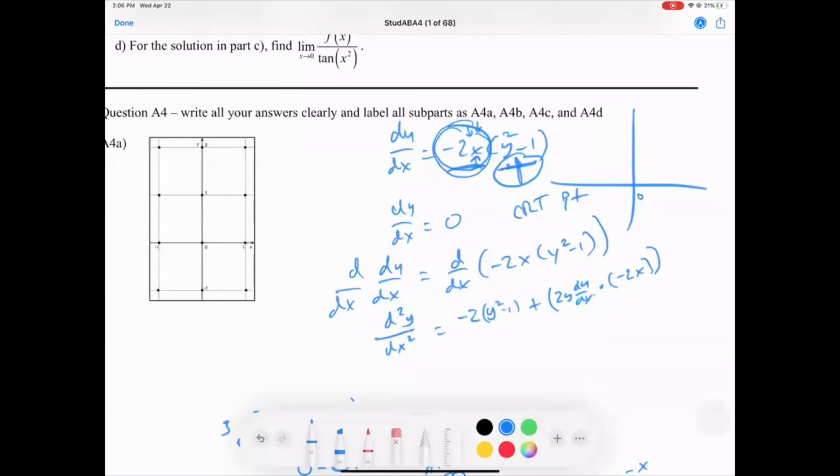So just make sure I did that right. That makes sense to you guys? So the question is, would this be positive or negative? Sorry, not positive. Would this answer be greater than 0 or less than 0 at 0?